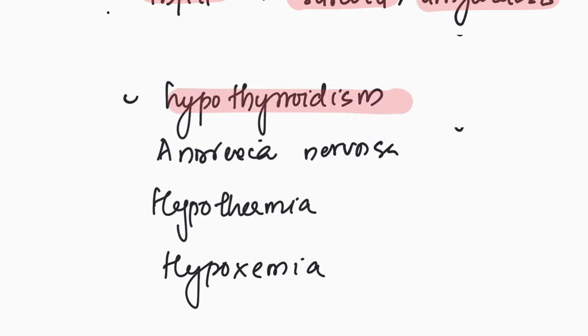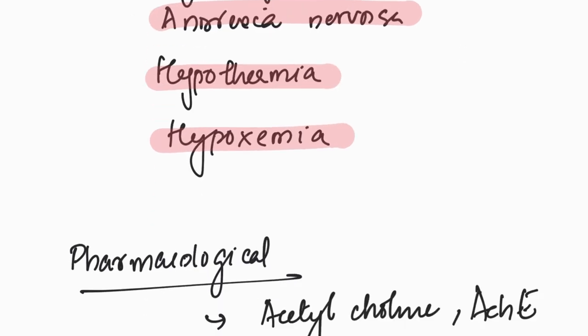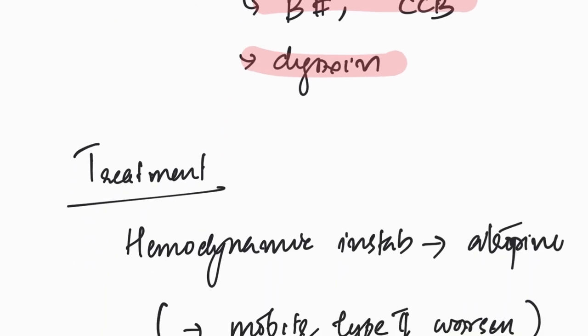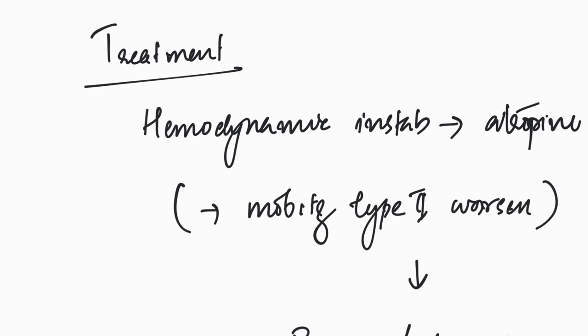In addition, hypothyroidism, anorexia nervosa, where the metabolic demand is on the lower side, and conditions like hypothermia, which can directly affect the SA node and the AV node, and hypoxemia, which can lead to ischemia of the conduction system, can all cause bradycardia. Also, some pharmacological agents like acetylcholinesterase inhibitors, beta blockers, non-dihydropyridine calcium channel blockers, and digoxin can all cause bradycardia. So how do we treat symptomatic bradycardia, as asymptomatic bradycardia does not need any treatment?